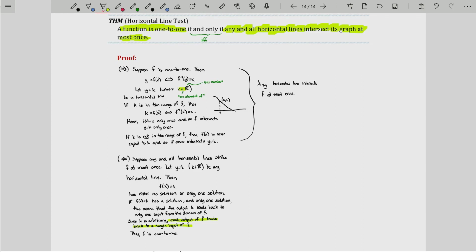So that's both halves of the proof, and for the most part, I don't really do an example of these because they're very fast and most people are excellent with them. If I give you a graph like this, here's a horizontal line, it strikes it more than once, it is not one-to-one. It's a function, just not one-to-one. So that's the horizontal line test.